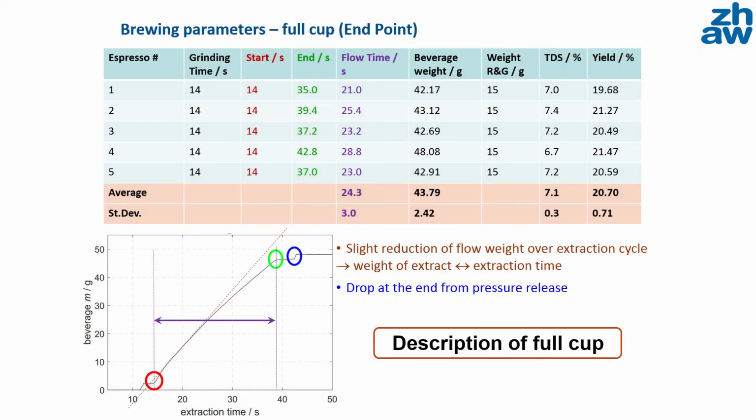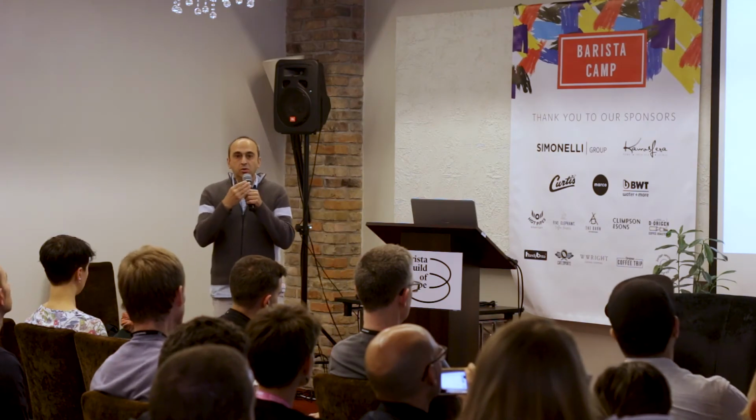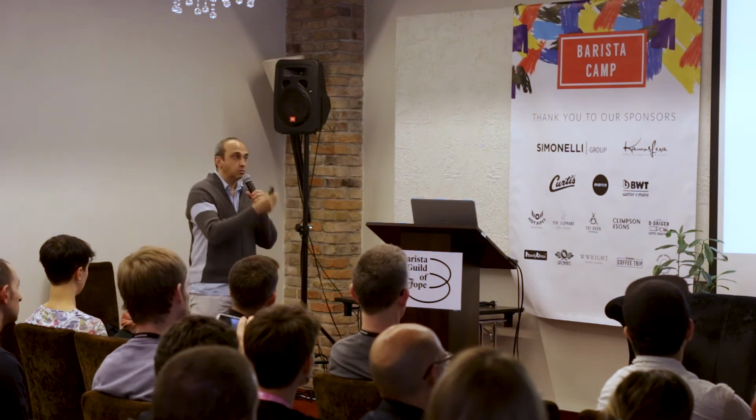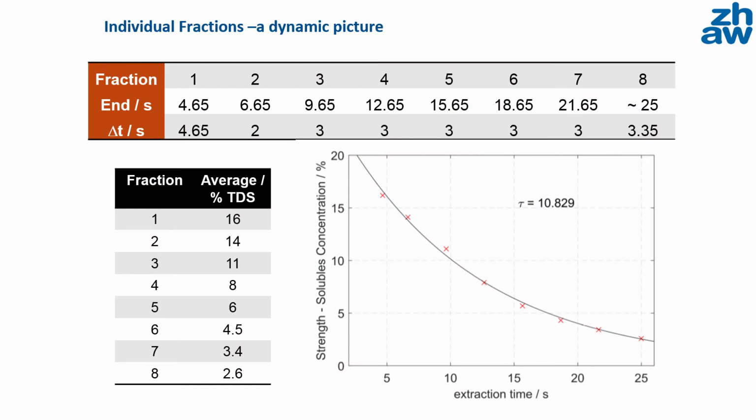Now this is a description of the full cup. It's not a dynamic picture. And now what we wanted is to do also for this a dynamic picture, looking at how different components are being extracted during the process. And there now we can make the link to the brewing chart, because we're looking at the components that are relevant to the brewing chart. So here is now the first element, which is at the center of the brewing chart, which is the total dissolved solids.